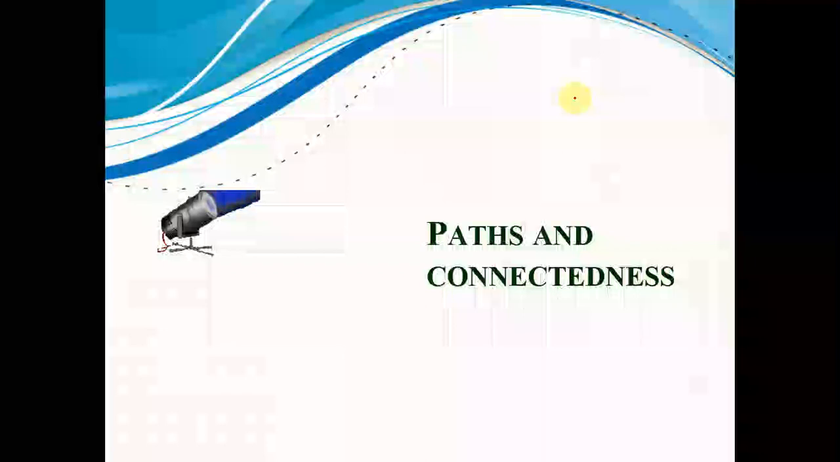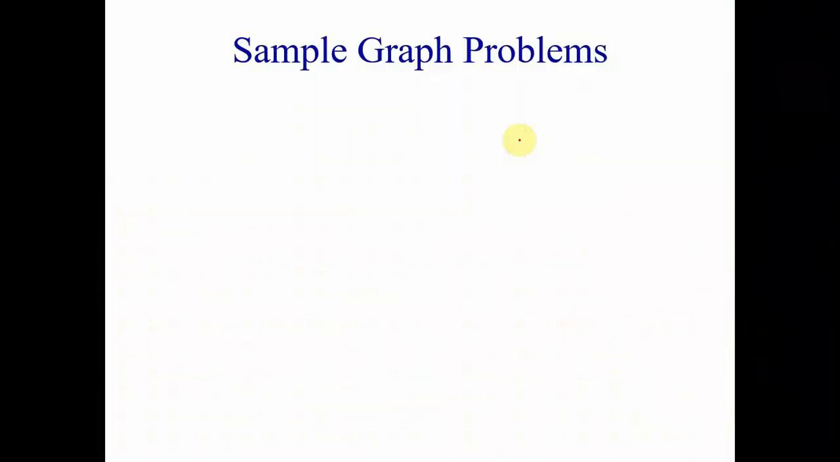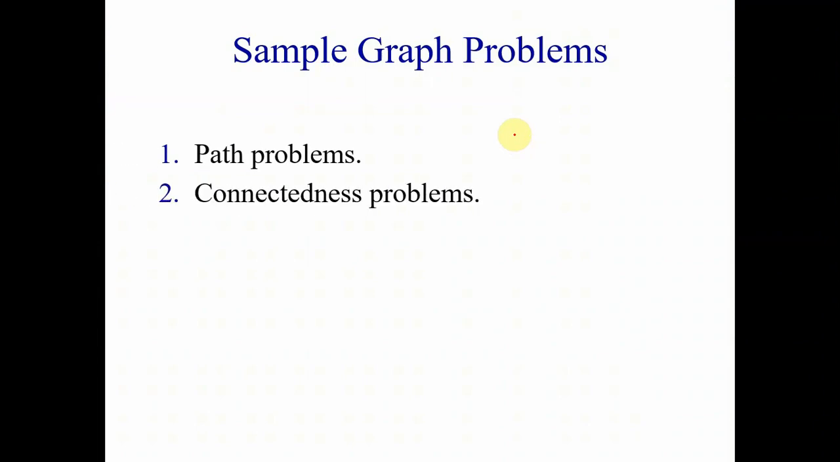Let us carry on with some properties of graphs. Here we'll focus on paths and connectedness. When we look at a graph, let's see what the graph is trying to address. First, we introduce three concepts: one is the path problem, another is the connectedness problem, and the last is the spanning tree problem. We will first talk about the first two, path problems and connectedness problems.